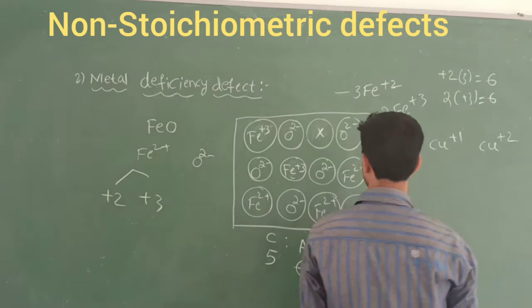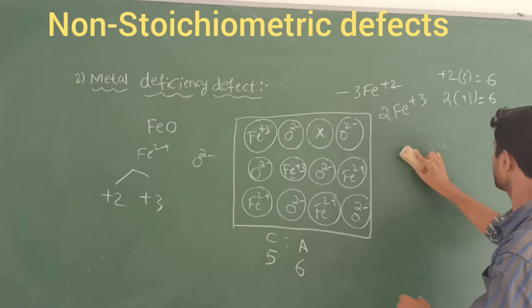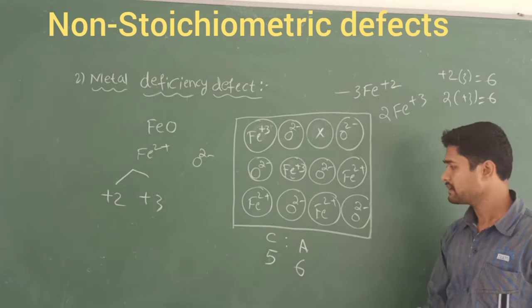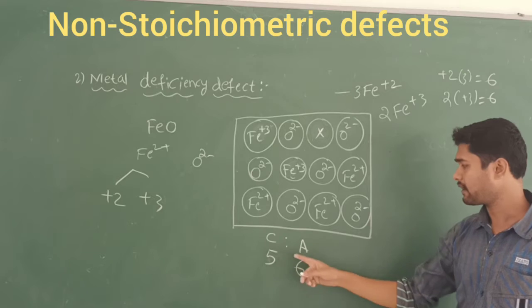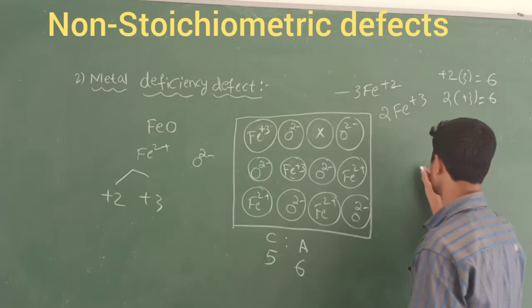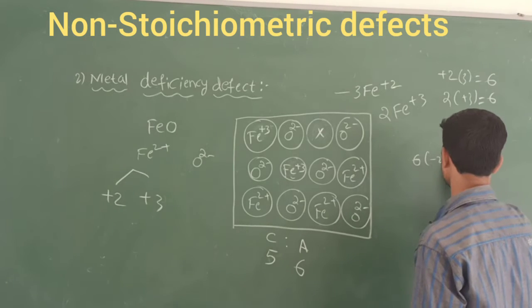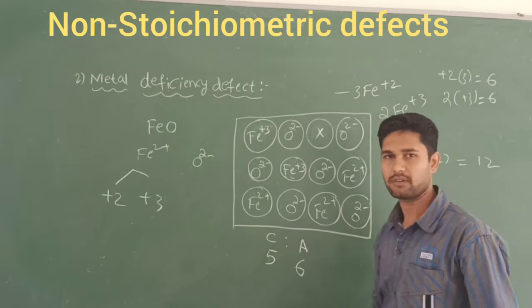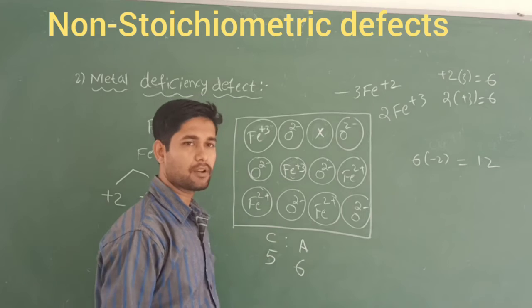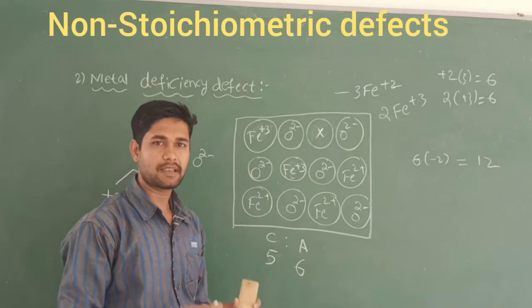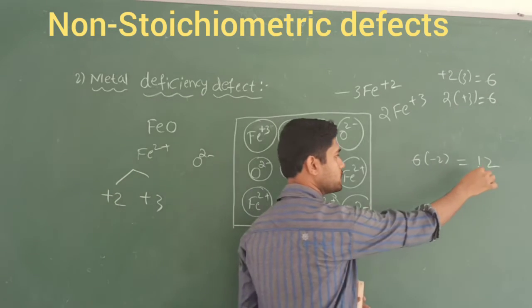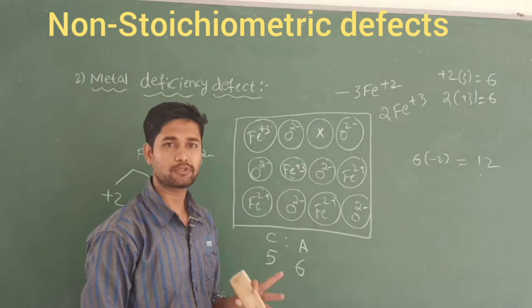What about the electrical neutrality? You can check here. Here 5 cations will be there and 6 anions will be there. So for the 6 anions, what about the charge? 2 minus, right? So we got the anions as 12 negative charge, but what about the cations? The cation charge must be the same, so we require 12 positive charge also.